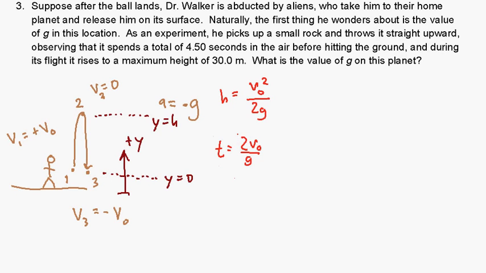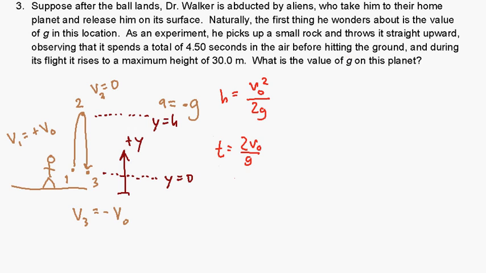Okay, so for problem 3, we've got this cute little story about Dr. Walker being abducted by aliens, taking their own planet, and of course, being Dr. Walker, being a physicist, or a physics teacher at least, he wants to know about the value of g. So he picks up a small rock, throws it straight upward, observing that it spends a total of 4.5 seconds in the air before hitting the ground, and it rises to a maximum height of 30 meters. What's the value of g on this planet?